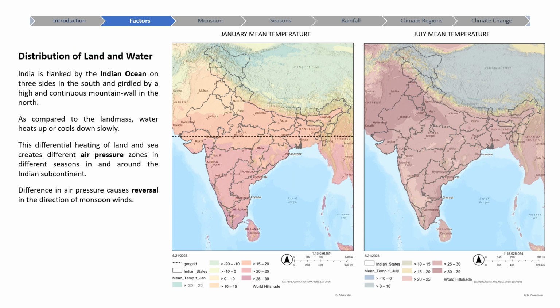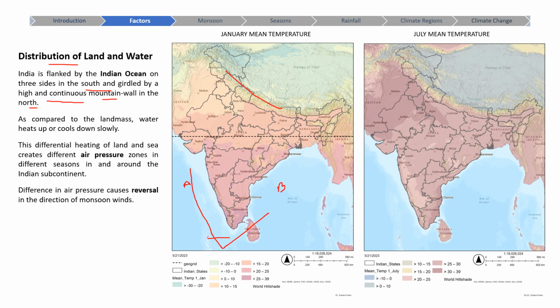Then you see the distribution of land and water. As you can see, the Indian Ocean is here. There are three sides: the Arabian Sea and the Bay of Bengal, and you see a continuous mountain wall in the north. Before, we were talking about the Himalayas, now we are talking about the Indian Ocean.